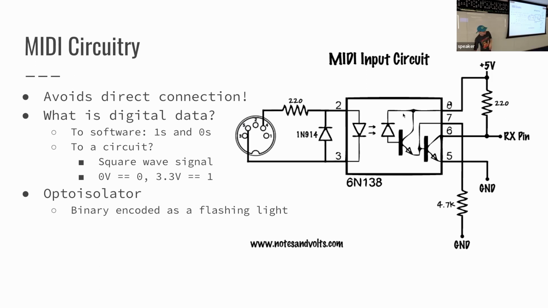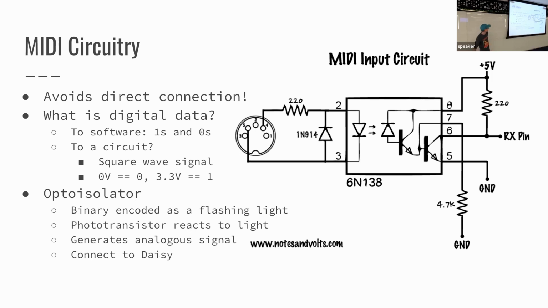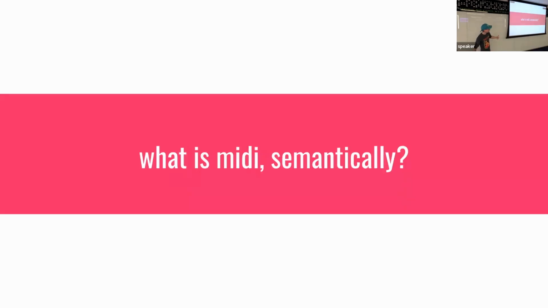And then there's a photosensitive element next to it that converts light into electrical current. And so you've basically broken the connection, but you've preserved the data itself. And then on this RX or receive, you get the digital data out without the electrical connection. And it's all MIDI spec compliant. So that's what MIDI is in digital data in the physical world.